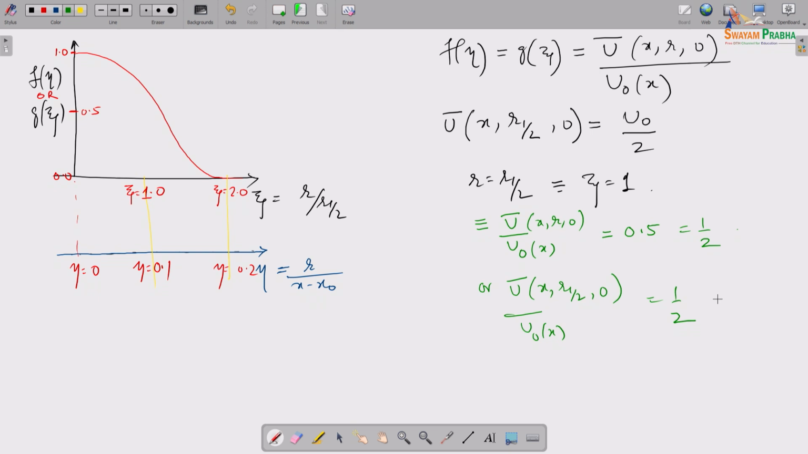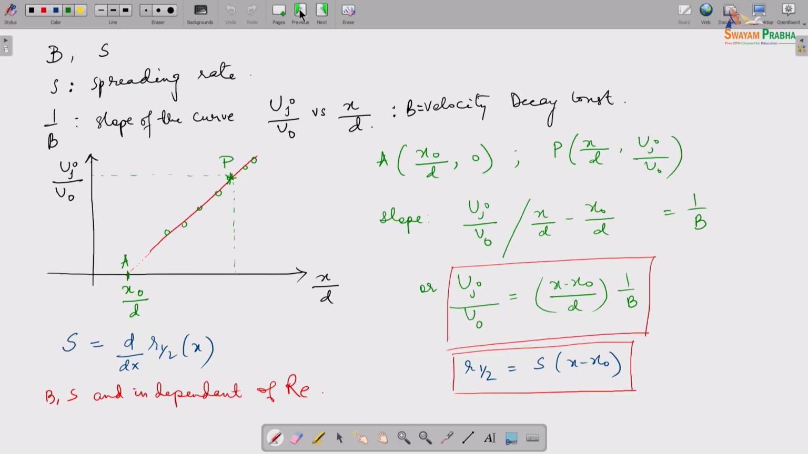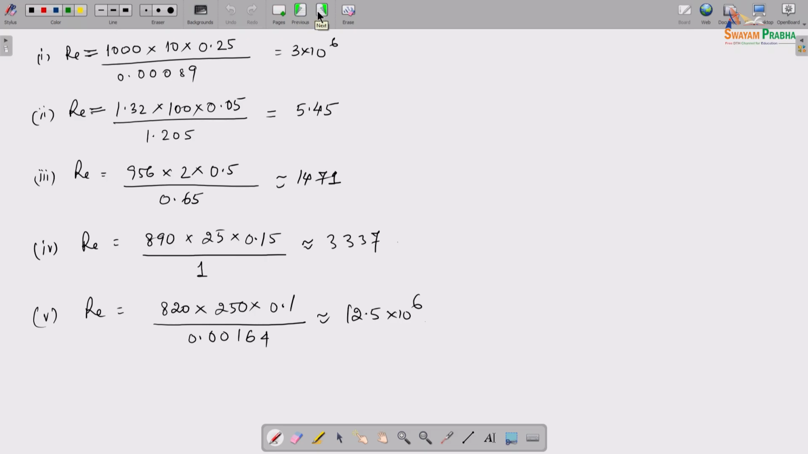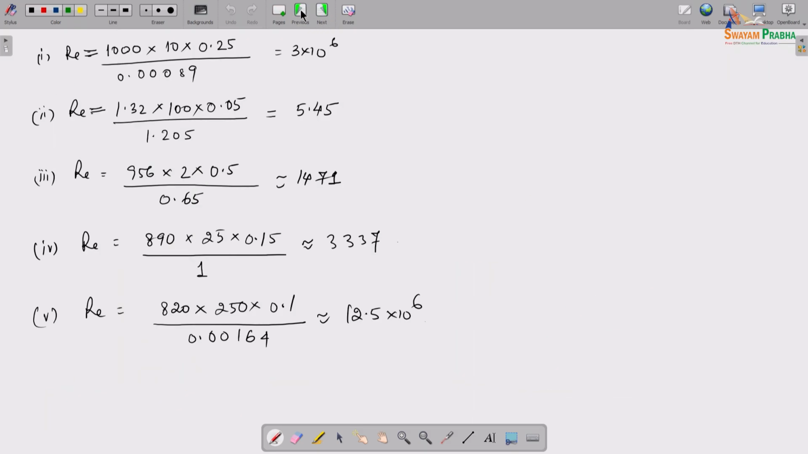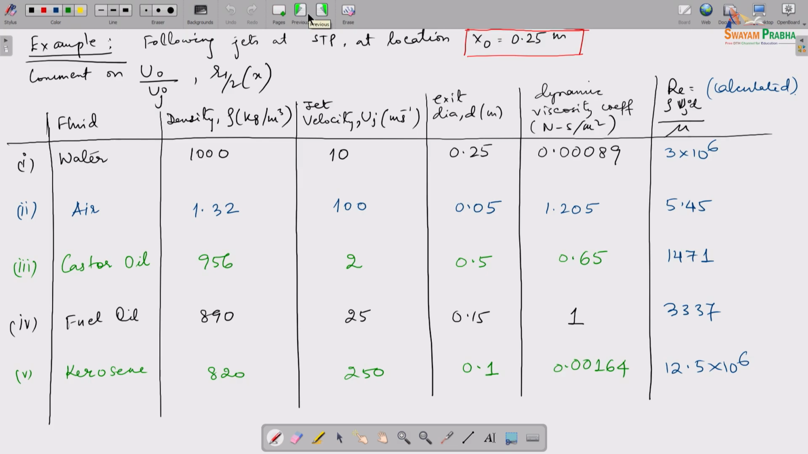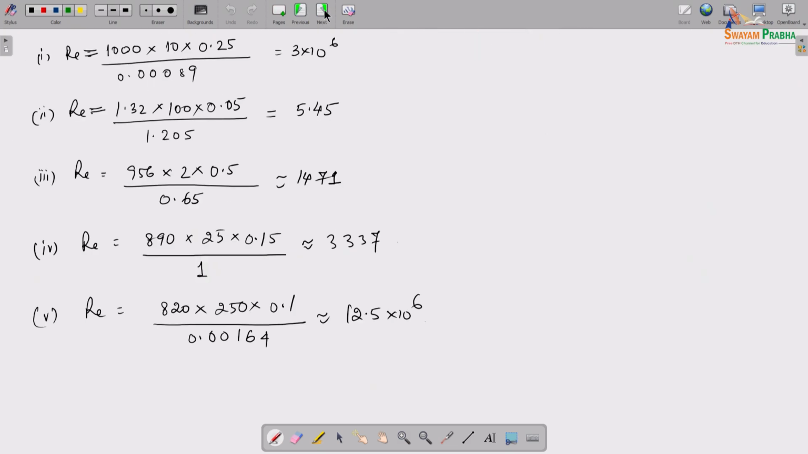So, by definition, u mean by u naught is equal to half. Then what is the kind of information that I can get from here? I have the Reynolds number that I can plot. What else can I do?